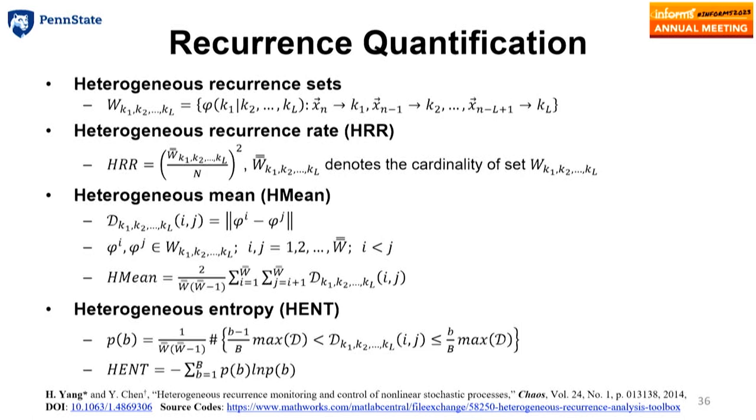And this is the cardinality. And these are the set. The first one is the set. How many of them in different areas? What time do we appear in this state sequence? And also this is the rate. This is the mean in each area, and this is the entropy, the distribution in each circle.